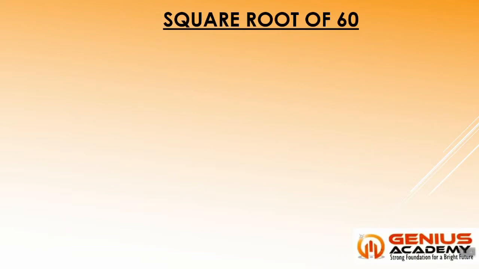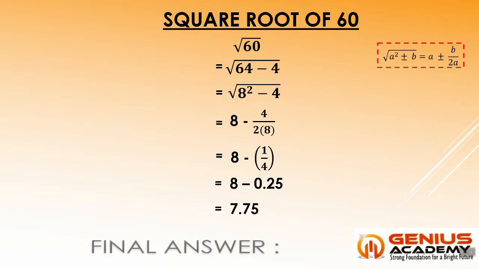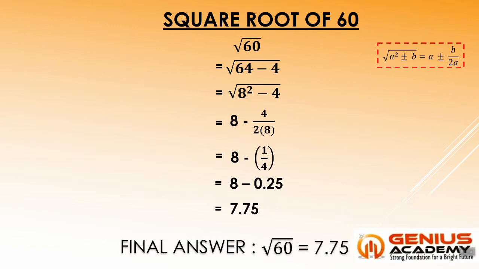So see how easy it is. Let us take one more, the square root of 60. The nearest square to 60 is 64. So 64 minus 4 is 60. And we can write this as 8 square minus 4. According to the formula, this is nothing but 8 minus 4 upon 2 into 8. So let us cancel 4. So we get 8 minus 1 by 4, which is 0.25. So therefore 8 minus 0.25 is 7.75. So the final answer, root 60 is equal to 7.75.